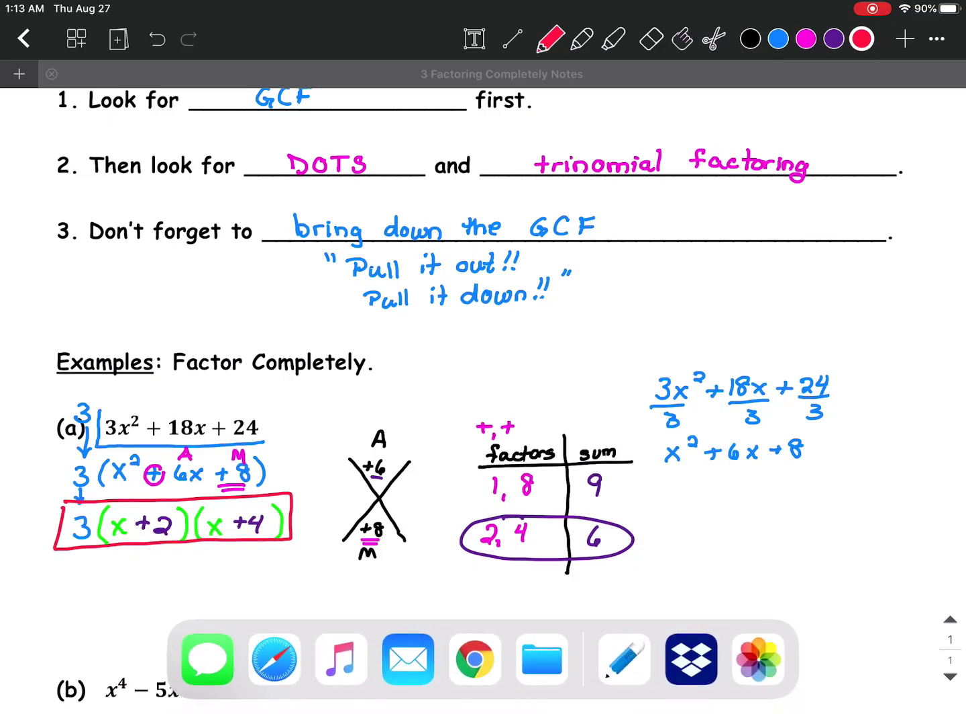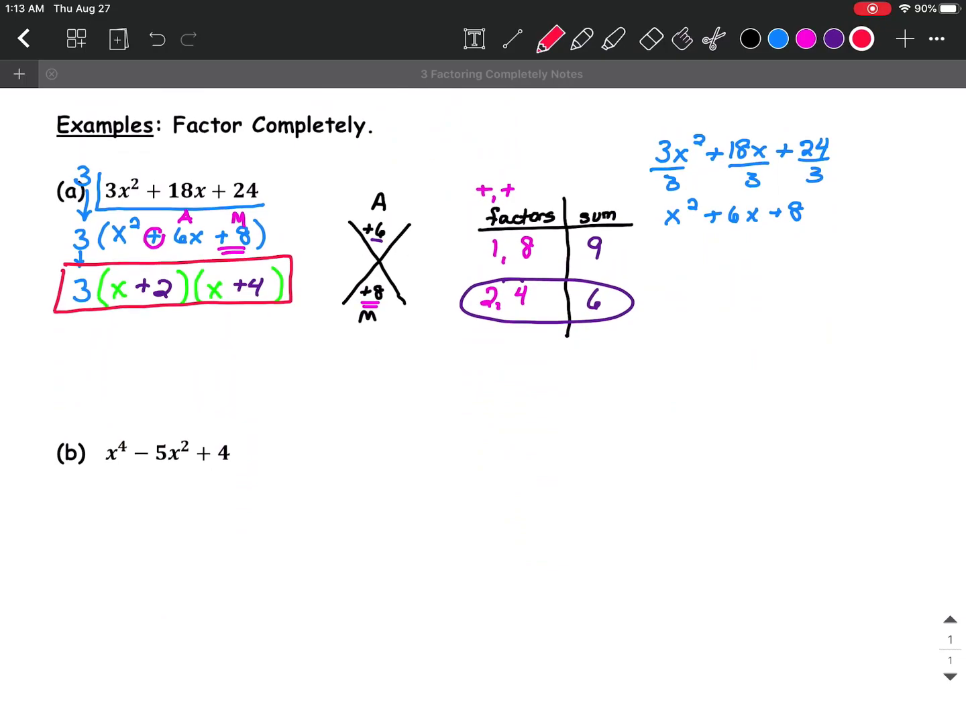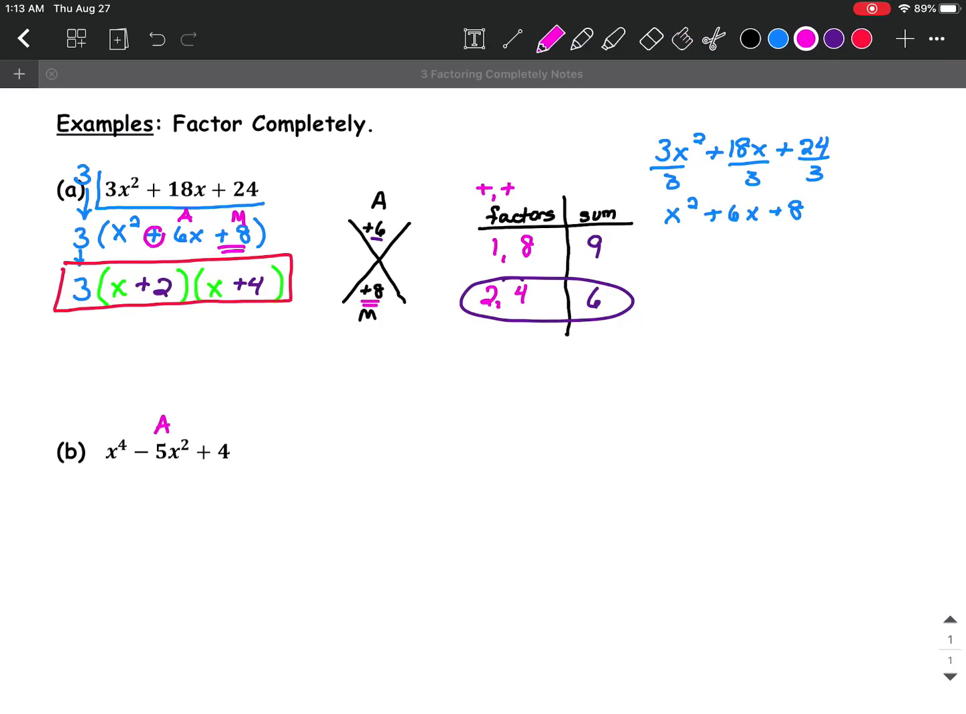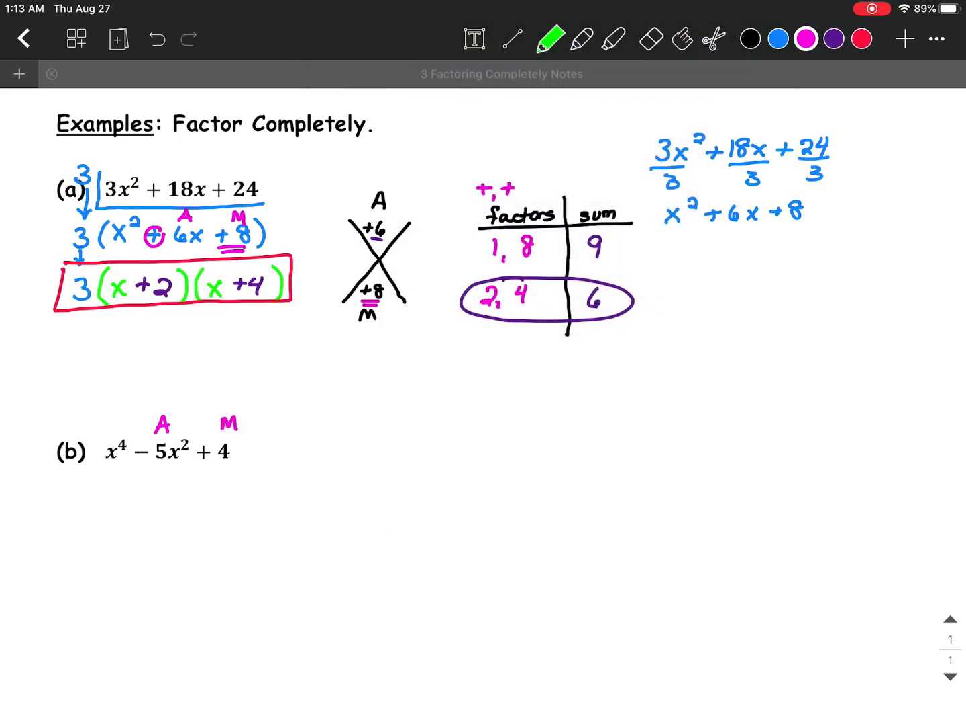Let's do one more because this one's a little bit different. Okay, it's got a nice little trick hiding in there. So let's take a look. Notice there is no greatest common factor. The thing I told you to look for first, it's not there. But it is a trinomial, so it's not a difference of 2 squares. So I am factoring. All right, so I'm going to get my handy-dandy parentheses.